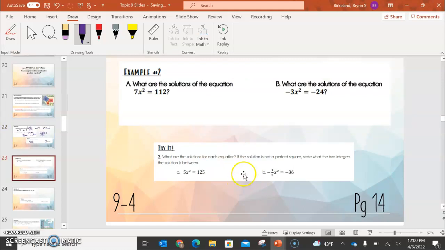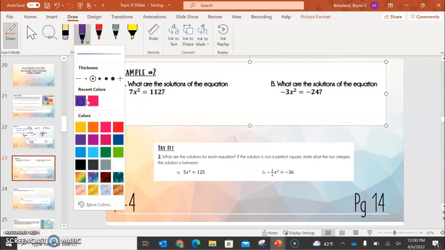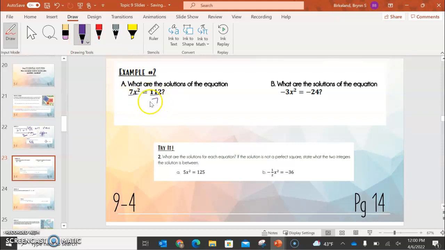Example 2 brings more of the same, but now we have a number out front. We have an a value. So if I were to divide by 7 first on both sides, it would bring my number down. I would have x squared equals 16. And we've seen this before. If we square root both sides, we'd have x is plus or minus 4. That means if we would have put this in a standard form, the quadratic 7x squared minus 112 would equal 0 or have x-intercepts at 4 and negative 4.